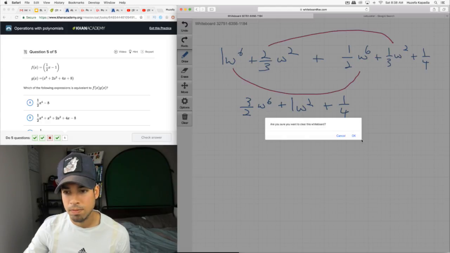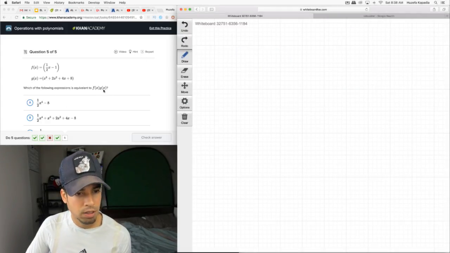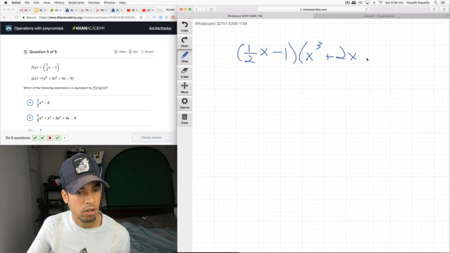All right, cool. Final question. Which of the following is equivalent to f of x times g of x? That is just multiplying this expression times this expression. That's all they're saying. So we will write it out like this. And f of x, minus 1, times x cubed plus 2x squared plus 4x plus 8.